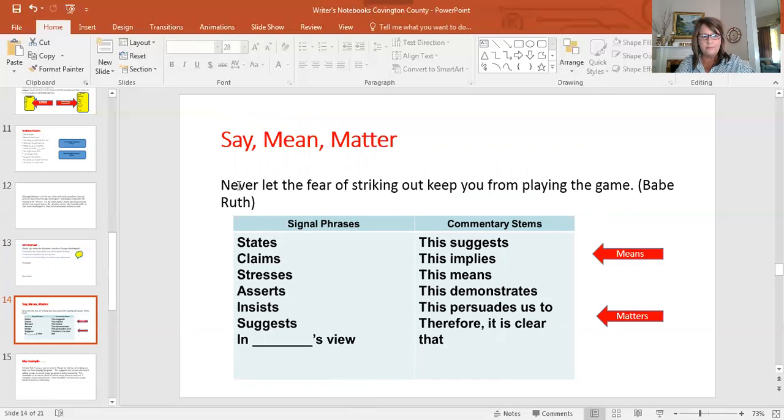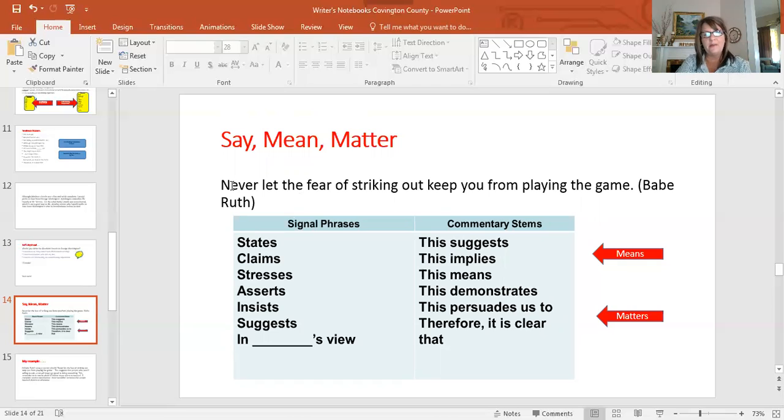So say, mean, matter is based on a quote. So what did someone say? What does that mean? What did the person mean? And why does it matter? What's the significance of it? What might that lead to? Or if we don't do what this person advises, what might not doing it lead to?